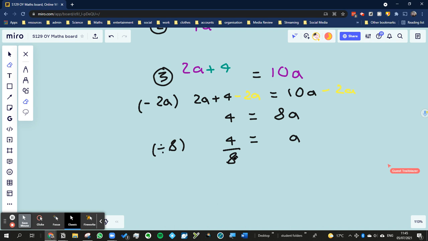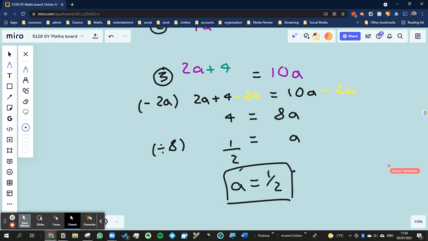And then 4 over 8, well, that's a fraction, and we can simplify that fraction. So that's going to be a half. And so we can see that a is a half. Usually you write it the other way around, with a on the left equal to a half, but that's fine. And that's the solution to the problem.